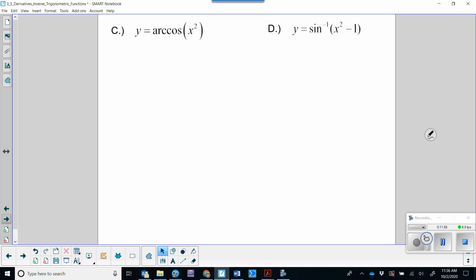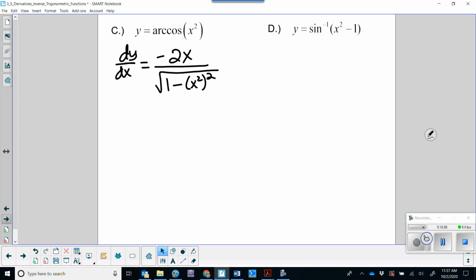Okay, so arc cosine. What I'm going to think when I do arc cosine is the same formula that I have for arc sine, except negative. So the first thing I do is say, oh, it's arc cosine, so I'm going to put a negative. And then it's the square root of 1 minus the inside squared. And then, of course, we have to multiply times the derivative of the inside. And then you can stop there.